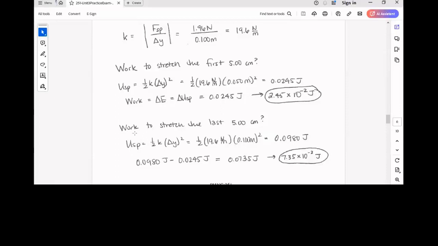So we can figure out what the total elastic potential energy in the spring is after you've stretched it the entire 10 centimeters. That's 0.0980 joules. And then just subtract off the work that we already calculated in the first part of this problem. So 0.0980 joules minus 0.0245 joules leaves you with 0.0735 joules. It's not just a 50-50 split. So it requires more effort for you to stretch the last 5 centimeters than it did for you to stretch the first 5 centimeters.